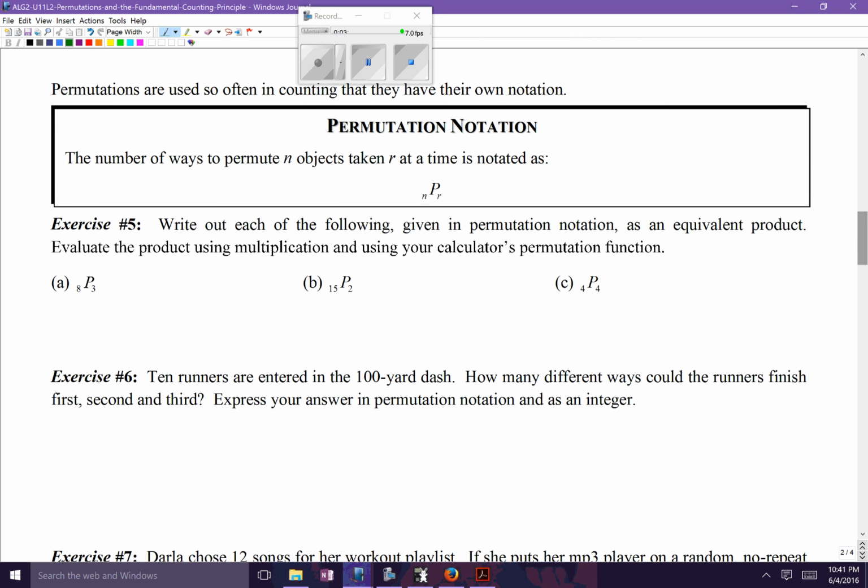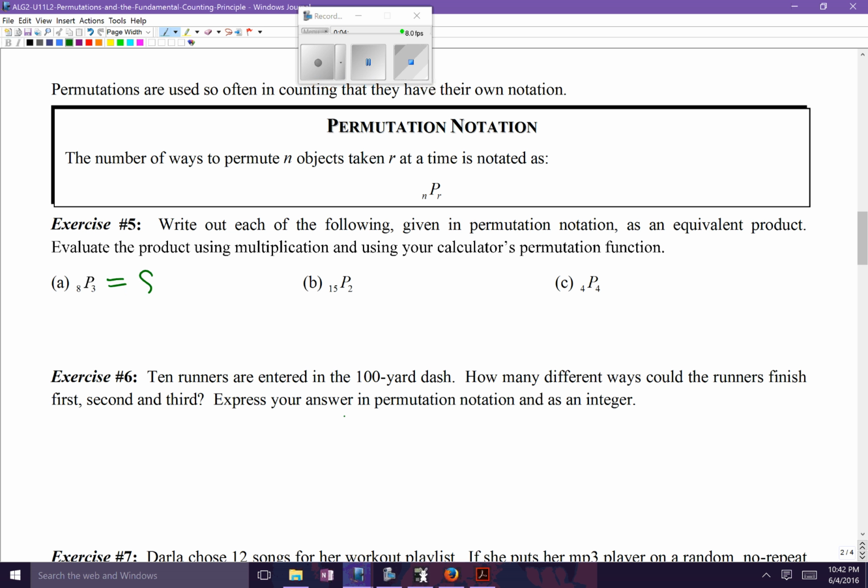Write out each of the following, given in permutation notation, as an equivalent product. Evaluate the product using multiplication and use your calculator's permutation function. Well, my calculator is the old operating system, so I'm not going to use that. But if you have a newer one, you hit the math button, arrow over to the PRB menu, and this time choose choice 2, which is nPr.